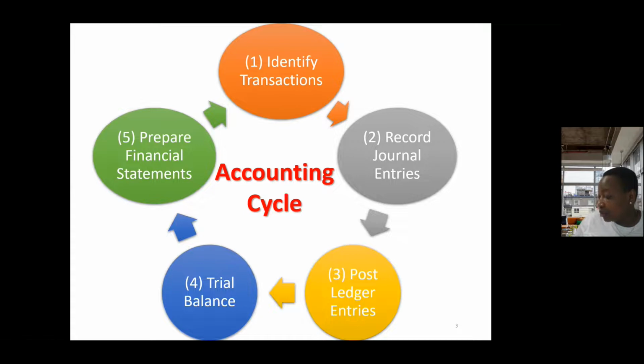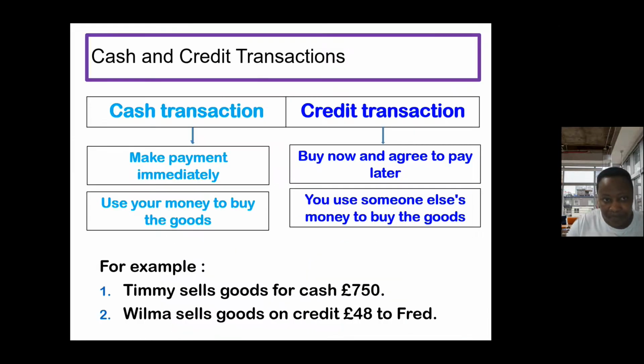So the accounting cycle entails, first of all, identifying the transactions, the relevant economic events, recording those transactions in the journal entries, posting them in the ledger accounts, then in the trial balance, and finally preparing the financial statements. In this particular lesson, we'll be focusing on the first two elements of the accounting cycle. So we'll be learning to identify transactions as well as recording those transactions in the journal entries.